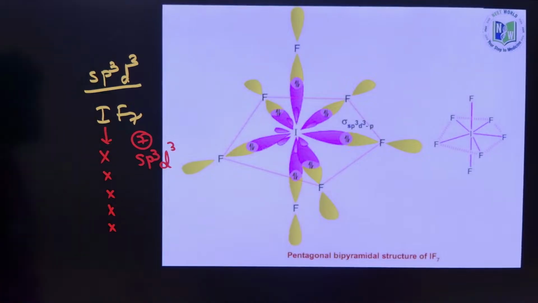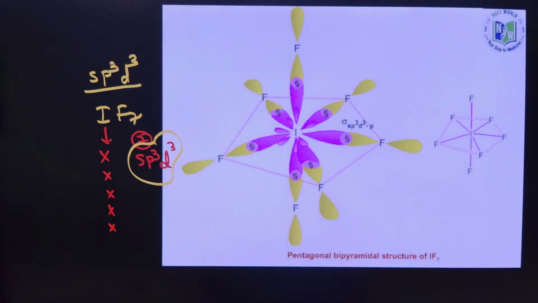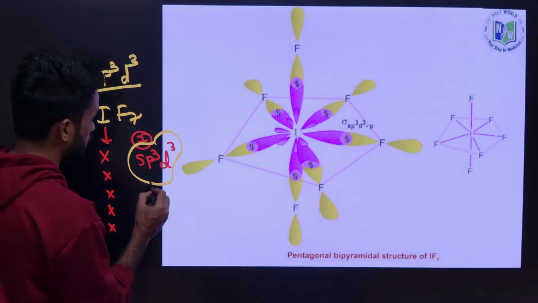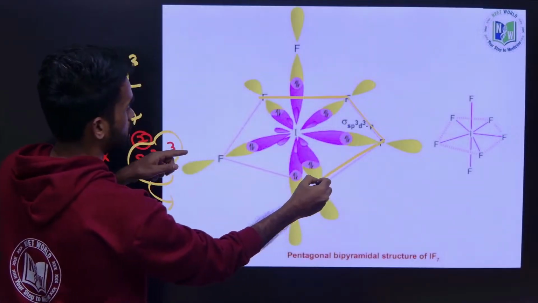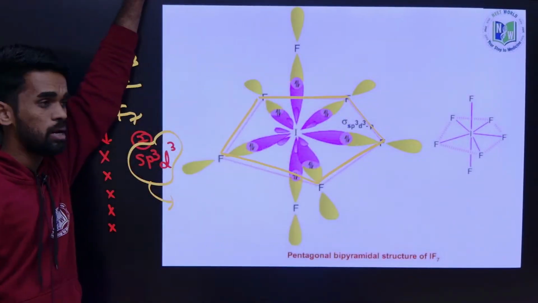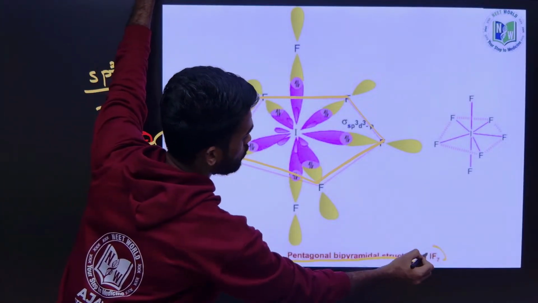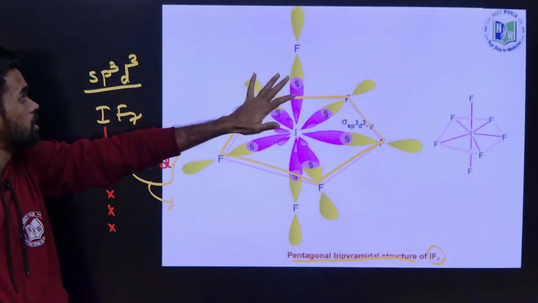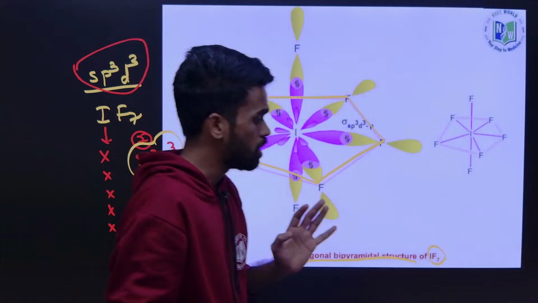sp3d3, right. Now if it is sp3d3 hybridization, the geometry can be taken as a pentagon with 2 pyramids, one above and one below: pentagonal bipyramidal. In case of IF7, or whatever molecule has this sp3d3 with 0 lone pairs, all of them are bond pairs.